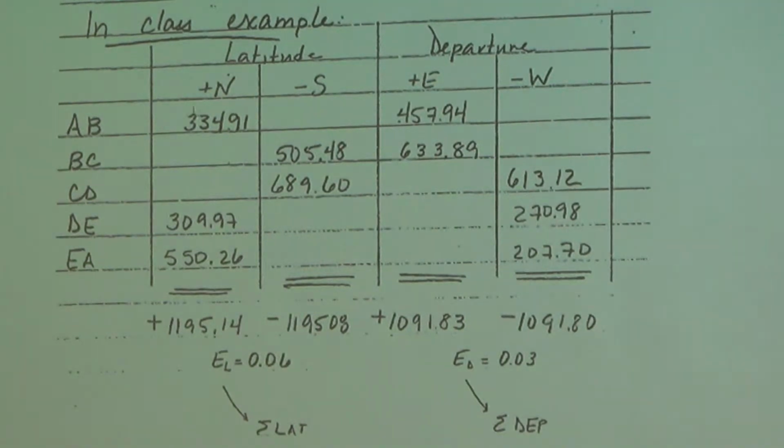If you add up all the north latitudes and all the south, shouldn't this number be the same if we came back to 0? Yes. But they're not. There's a difference in latitude, and of course it's the 0.06 that we found, so we had an error. And for departure, we add up all the eastings and then we add the west, and these numbers should be the same, but they're off by 0.03 because that's our error in departure. So you see this capital E here? The capital E means error, and L is latitude and D is departure.